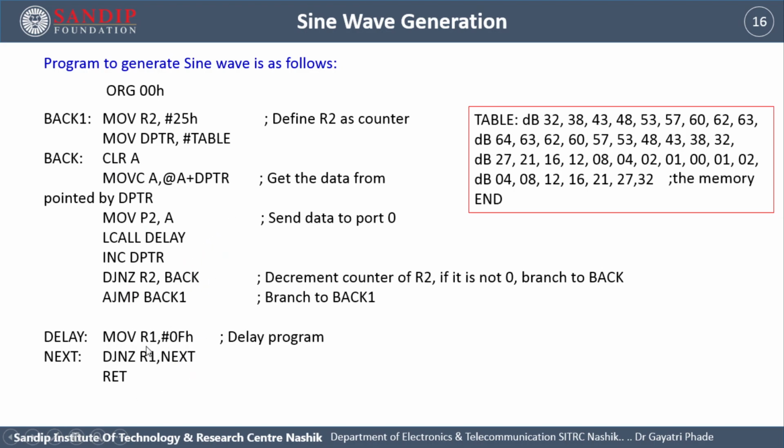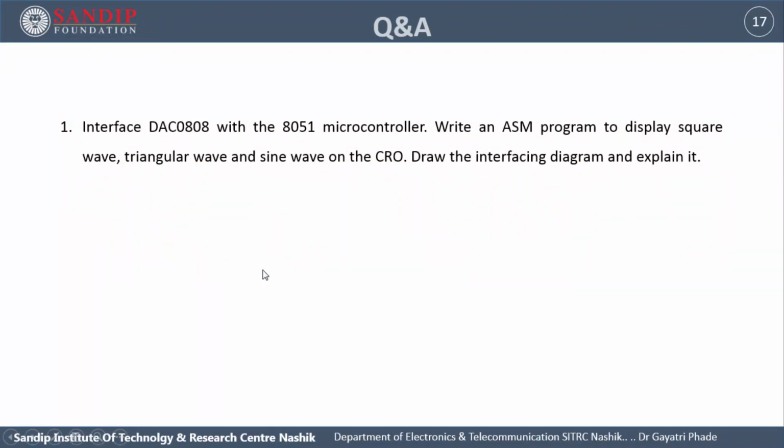And here a small delay routine is written to take some time to display the data. One R1 counter is taken and it is decremented so that the microcontroller gets time, and during that time the DAC displays the data on the scope. So this is all about the sine wave generation and the use of the DAC for generating different waveforms or different analog signals. Thank you.